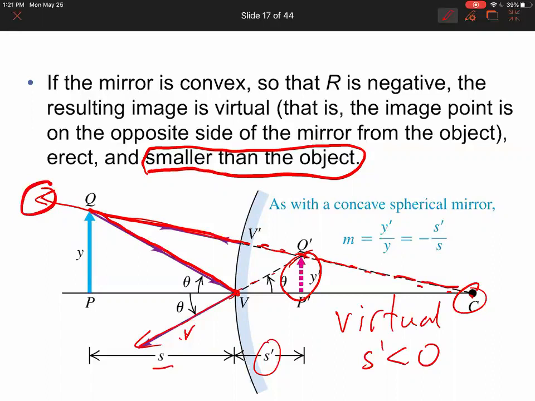That means you don't have similarities in terms of the size. Yes, both of them are virtual. Yes, both of them are in the back of the mirror. But the convex mirror gives you a smaller virtual image. The concave mirror gives you a larger virtual image. And that's how you can differentiate between them.